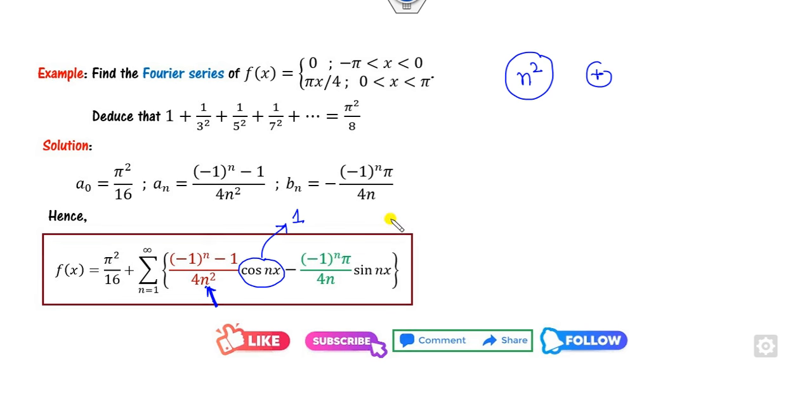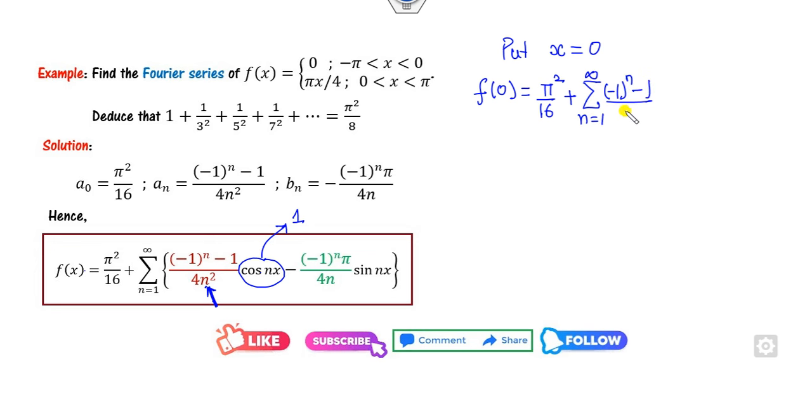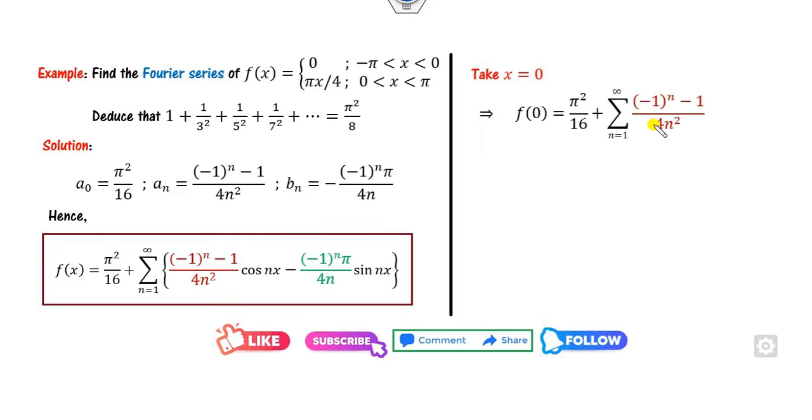So for what value of x? X will be 0. Then only it will be 1. So again I can take x as 0, and I can substitute on the left hand side. This is f of 0. Right hand side is pi square over 16 plus summation n is 1 to infinity of 1 minus 1 raised to power n minus 1 over n square. Cos 0 is 1. Sin 0 is 0, so this value will be 0. So you will get this expression.